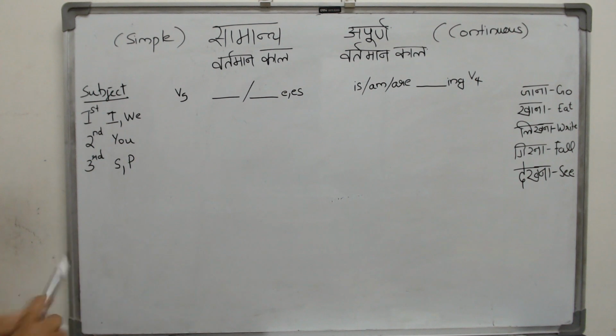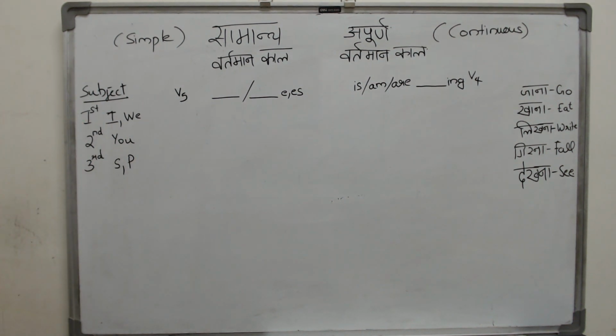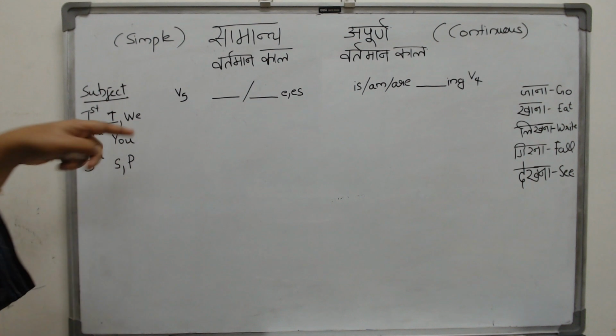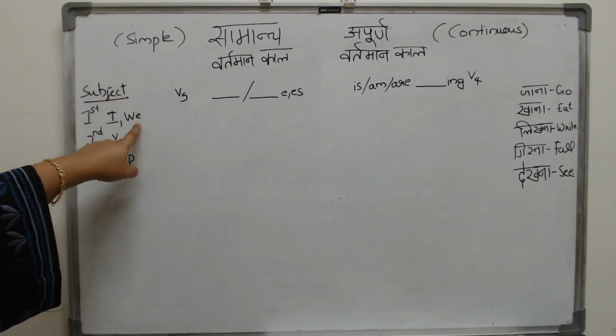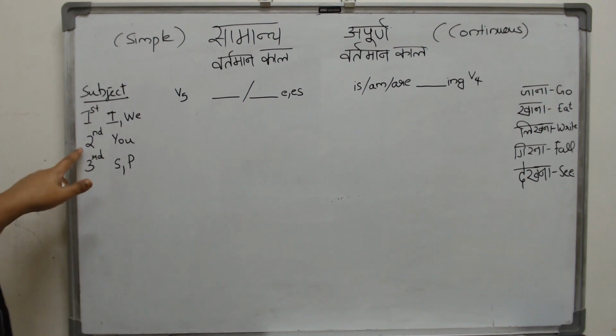Now there are three main categories. The first person is me, the speaker who is right now speaking, and anything that includes me. So the first person singular will be I, the plural will be we, because when I say we, it includes me.